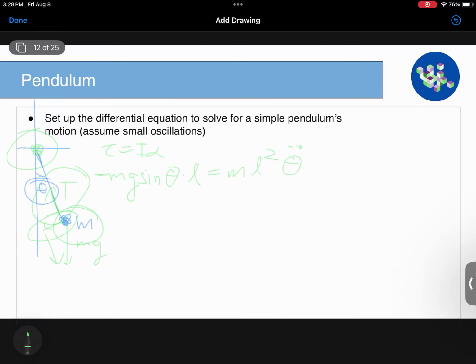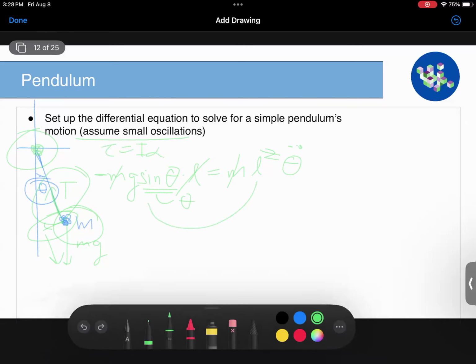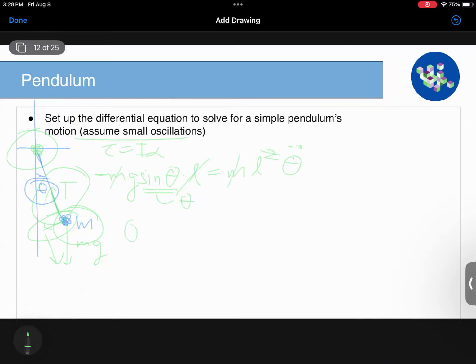So if we have this differential equation over here, then we cancel out the m's, and because we're assuming it's a small oscillation, instead of sine theta we can just write theta. That's a small angle approximation. So our differential equation, if I move this over here, is theta double dot equals negative g over L times theta.